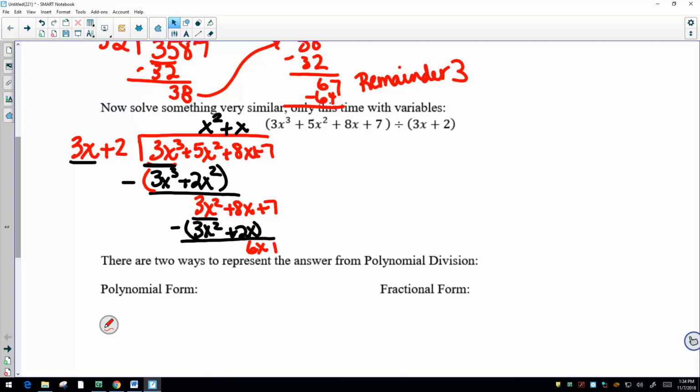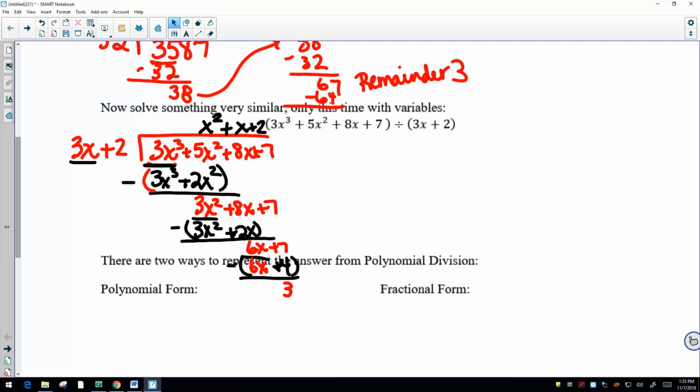And now again, I still have that 7, so we're going to bring that down and try this process one more time. So again, we look at the first terms. Okay, so 3x times what gets me 6x? Well, 3x times 2. Okay, so multiply by everything. 2 times 3x, there's our 6x. 2 times 2, there's 4. And I'm going to subtract. Again, that first term drops out. 7 minus 4, we're left with 3. So again, we have that remainder.